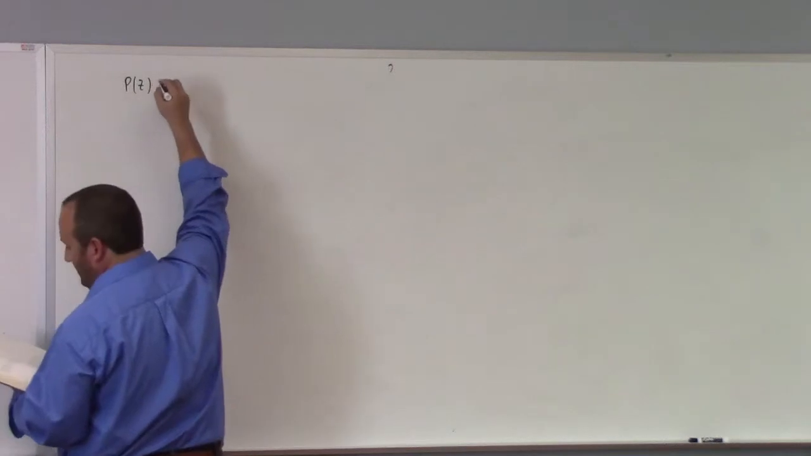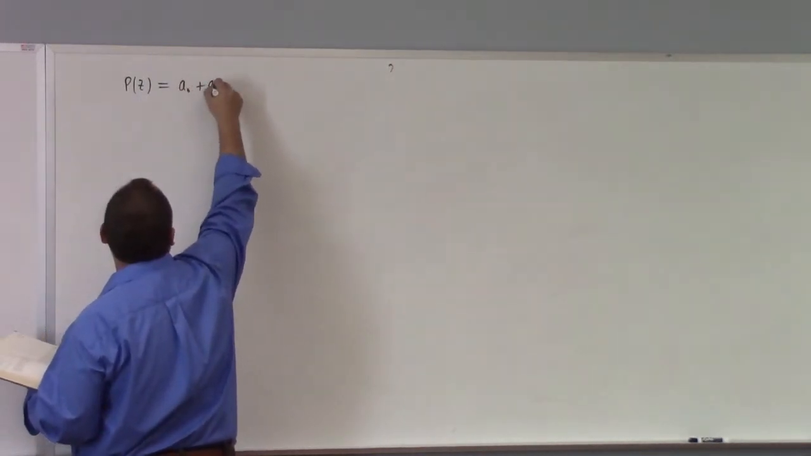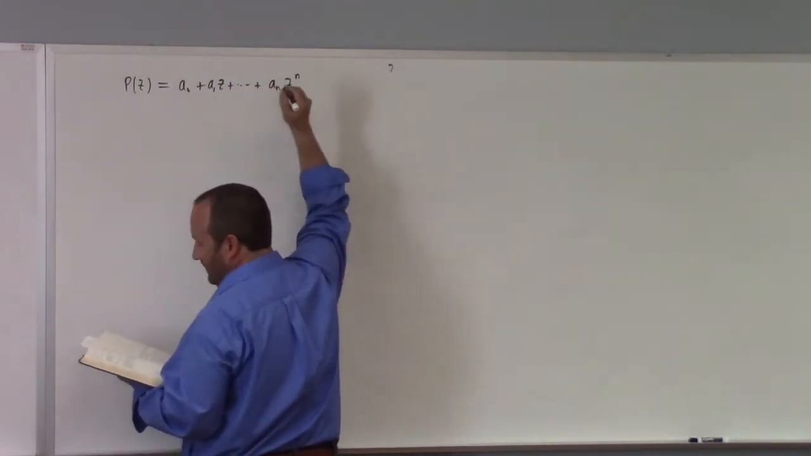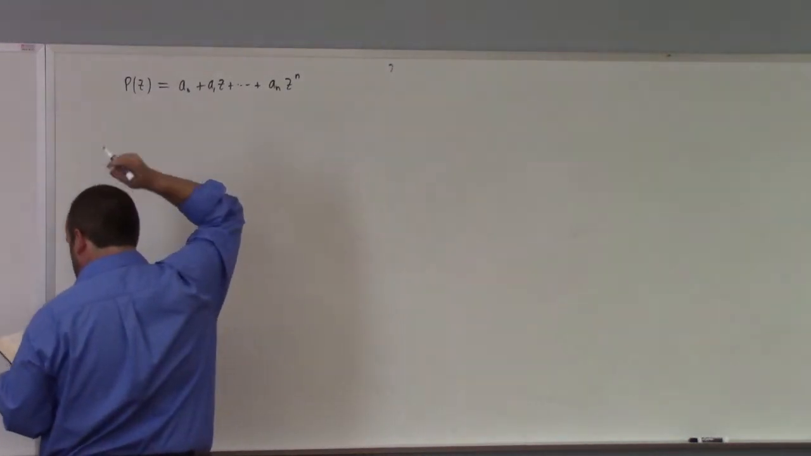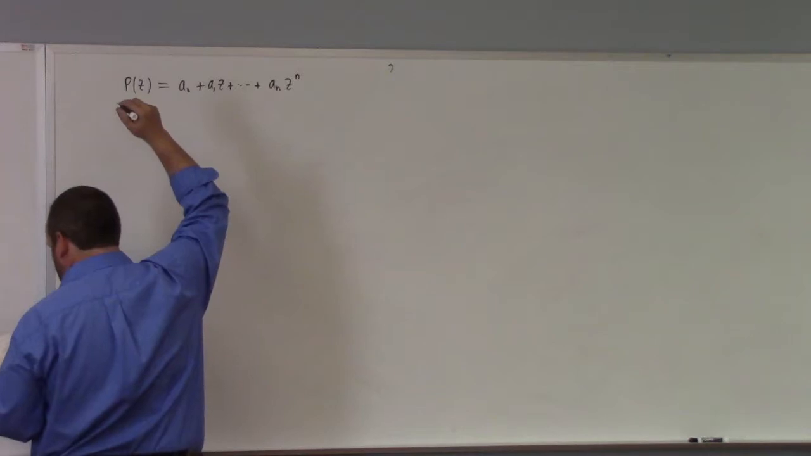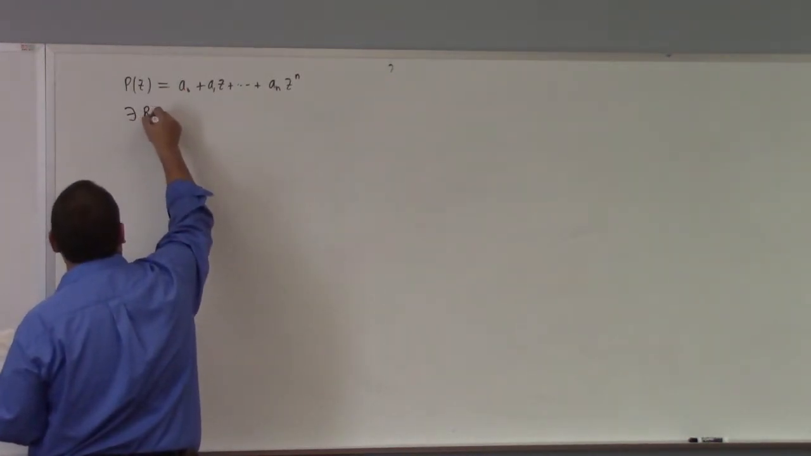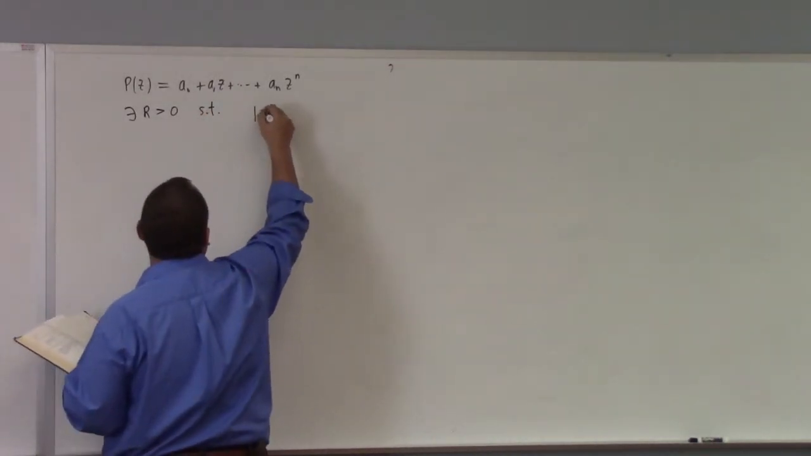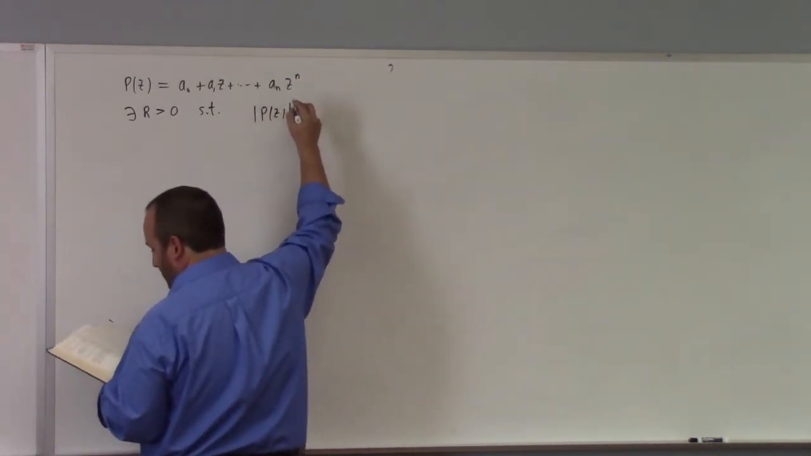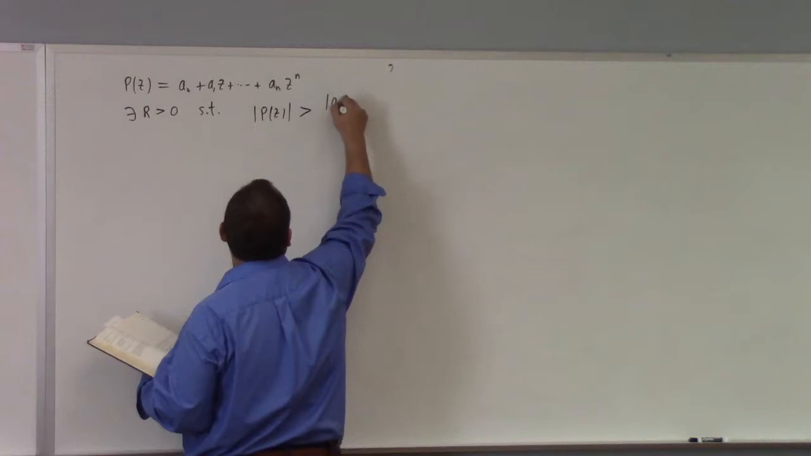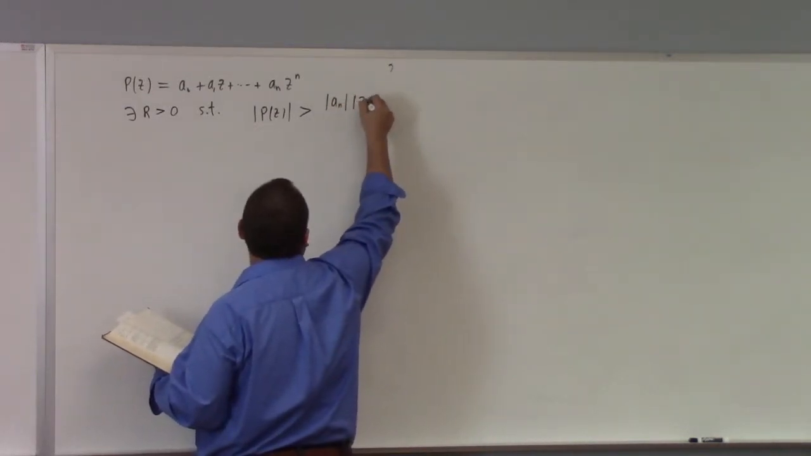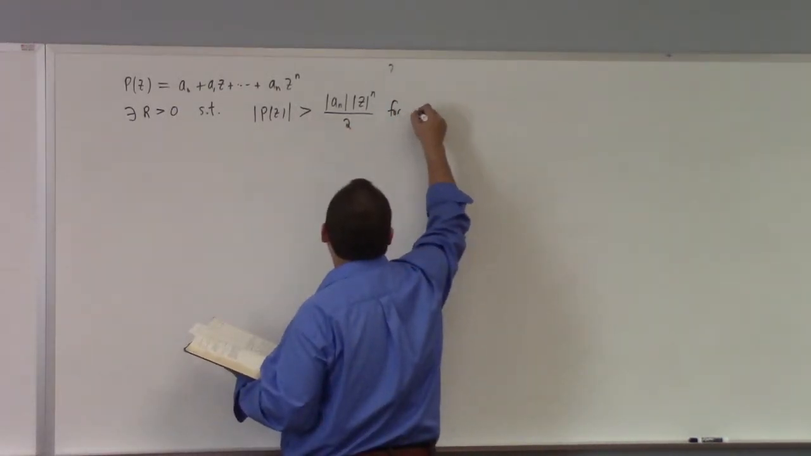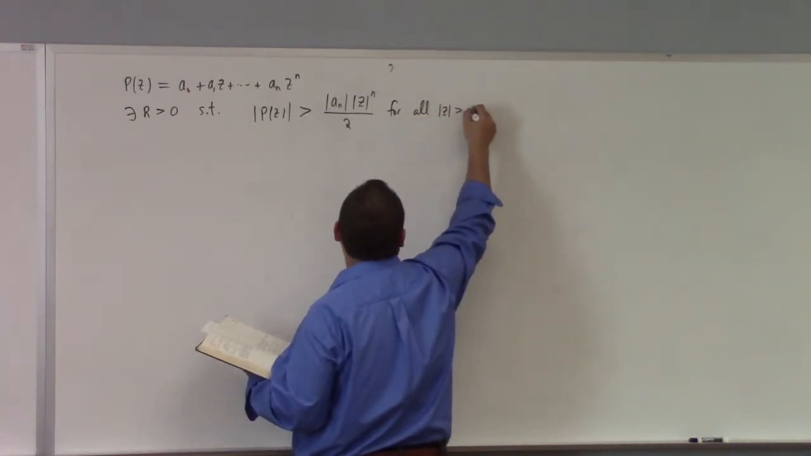So here's the thing that we're told. Let's see if we can work it out together. P of z equals a naught plus a1 z plus ... plus an z to the n, is a polynomial of degree n greater than 1. He says there exists r greater than 0 such that the absolute value of p of z, the modulus if you like, is greater than the modulus of a sub n times the modulus of z to the n, divided by 2, for all z with modulus greater than r.